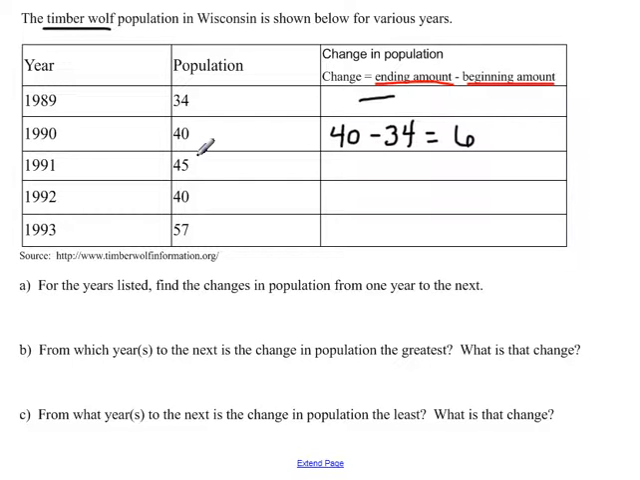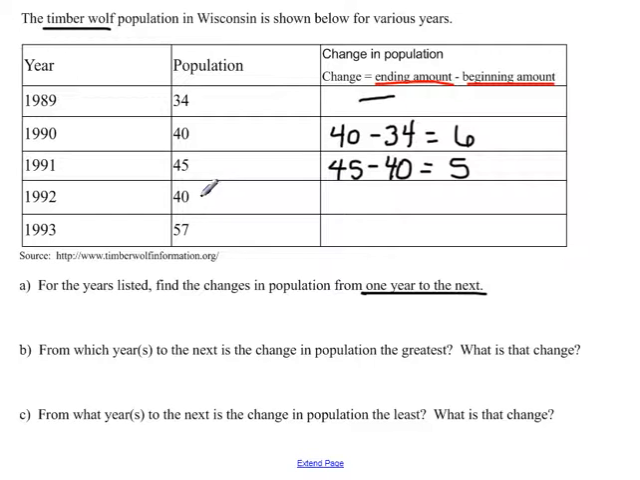And then we're going to continue doing that same thing. And remember, it asked us to find the change from one year to the next, not from overall always starting back at 1989. So it's just from one year to the next. So this next one, in 1991, the population was 45. If we subtract the population from the previous year, we can see that there was a change of 5.